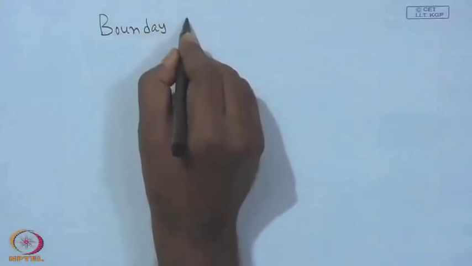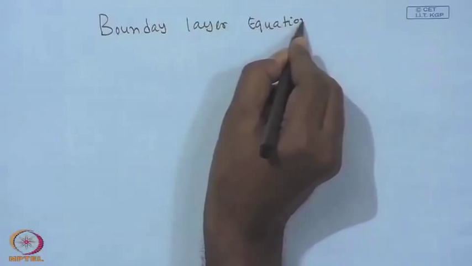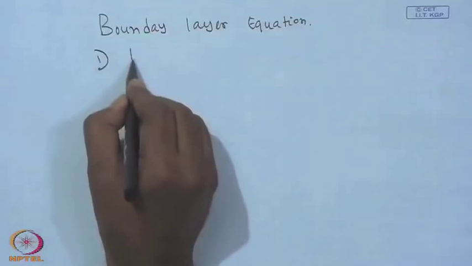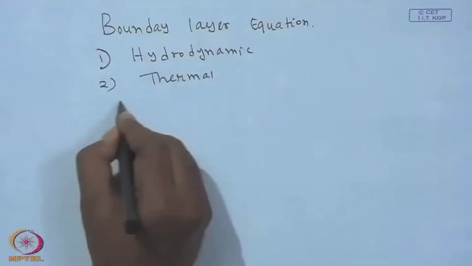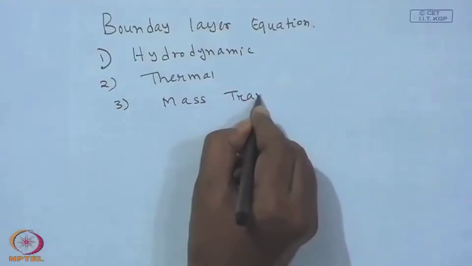one can use the integral method of solution. In case of three types of boundary layer: hydrodynamic boundary layer, thermal boundary layer and mass transfer boundary layer, one can utilize the integral method of solution.